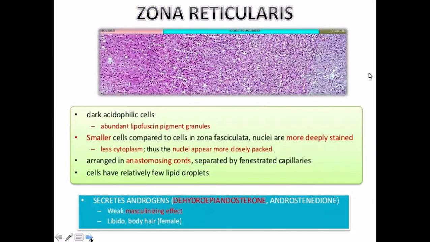Okay? Whereas the zona reticularis, they are made up of dark acidophilic cells, and they have abundant lipofuscin pigment granules, kaya dark sila masyado. They are called reticularis because they're arranged in anastomosing cords. Okay? And they have few lipid droplets. And they secrete androgens, specifically dehydroepiandrosterone. And they have weak masculinizing effect, libido and body hair for the female.